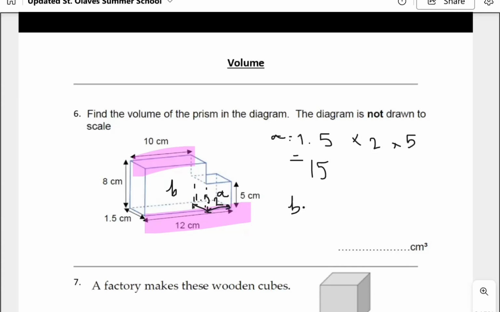Now we have to find the volume of B. This one is easier to find out. We know that our length is 10, times our width, or I guess this is the width, this is the length, is 8 centimeters. We're going to multiply that by the depth, which is 1.5, and that gives us 120. Now the volume of the whole shape is going to be 120 plus 15, which is equal to 135.